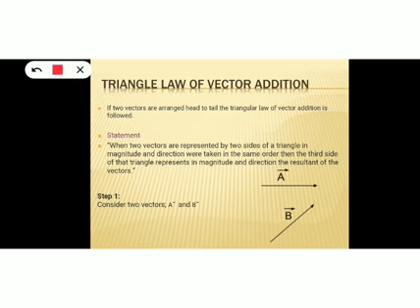Now what is the statement? Triangle law of vector addition states that when two vectors are represented by two sides of a triangle in magnitude and direction taken in the same order, then the third side of the triangle represents in magnitude and direction the resultant of the vectors. I know that you won't understand anything just by looking at the statement. So first we can explain the triangle law step by step. Afterwards we can come back to the statement, so you can understand easily what it means.